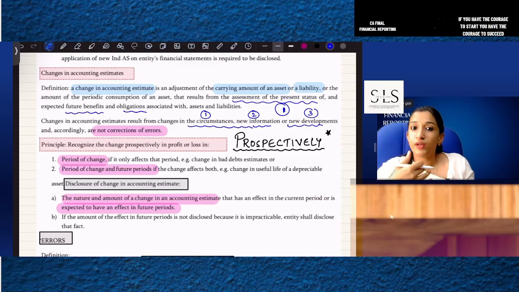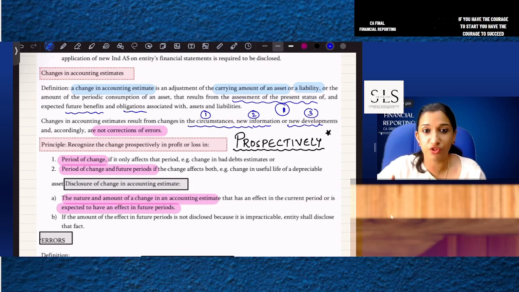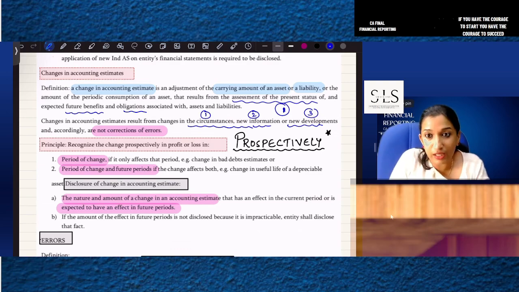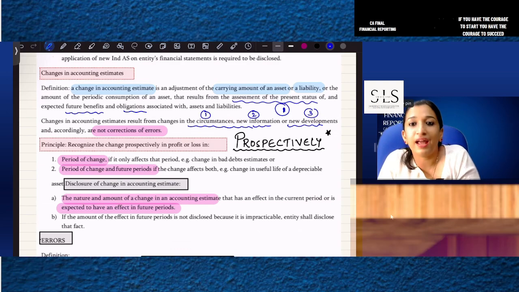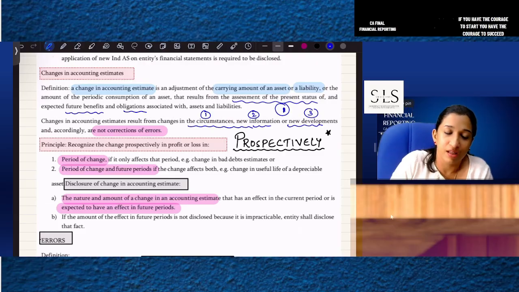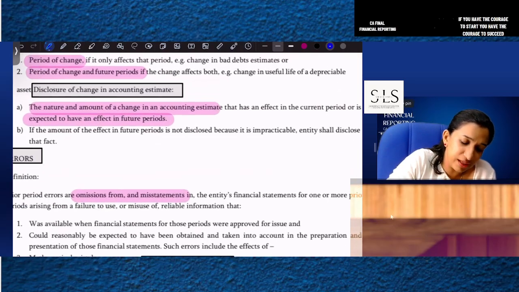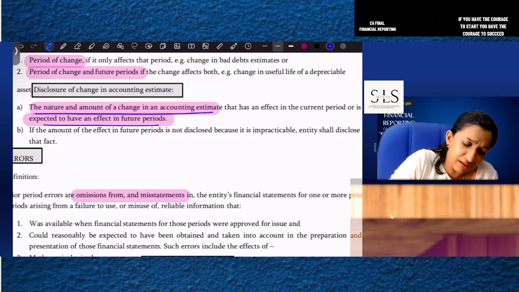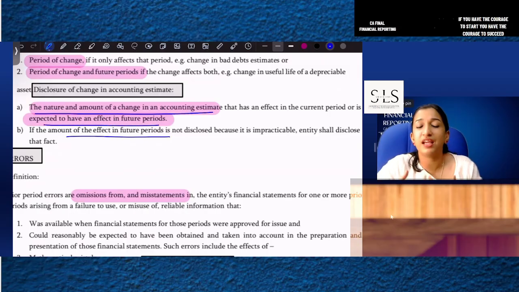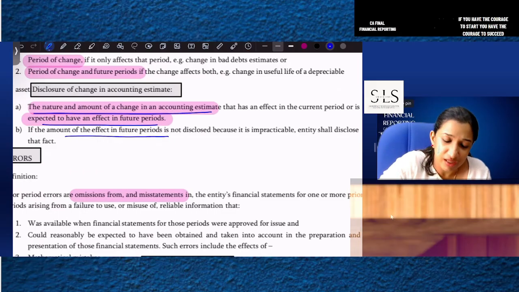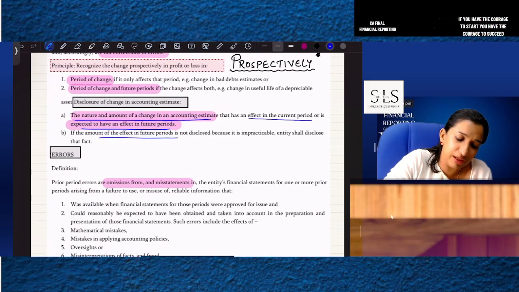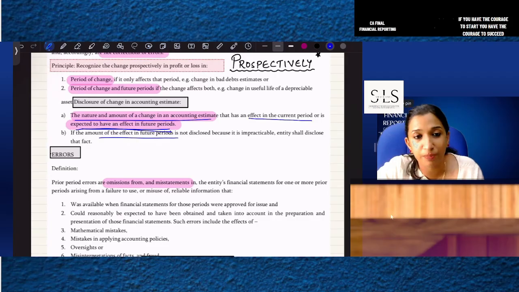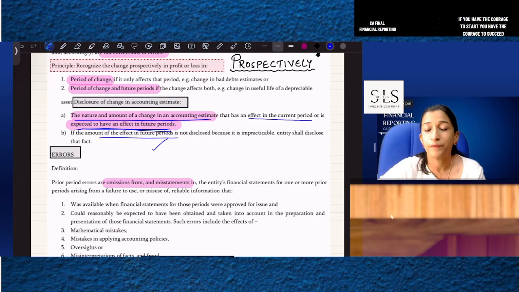So, change in accounting estimates can be a period of change, that is, that effect is only in one period, or it can have effects in the future periods. So, if there is a change in accounting estimate, the nature and amount of change in estimate, and the amount of effect in the future periods. The nature and amount of change in accounting estimate that is having an effect in the current period or expected to have effect in the future periods. And amount of effect in future periods is not disclosed because it is impracticable.